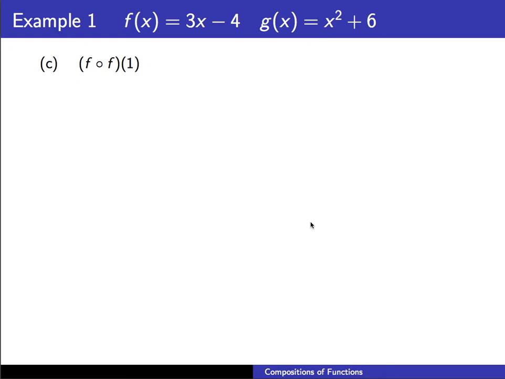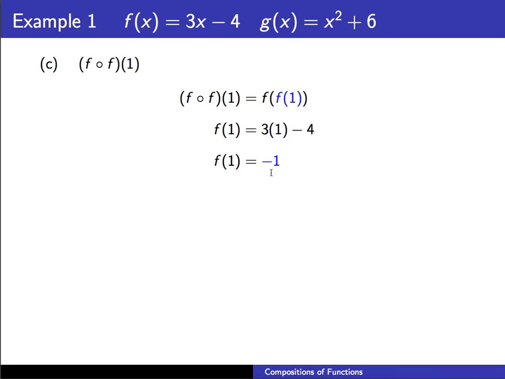All right, part C, f of f of 1. So we can even take the output of a function and then plug it back into the function as input. So we are absolutely allowed to do that. So f of f of 1, we're going to evaluate f of 1. So that means 3 times 1 minus 4, which is negative 1. Then we're going to take that output of negative 1 and plug it right back into f. So 3 times negative 1 minus 4 is negative 7. So f of f of 1 is negative 7.